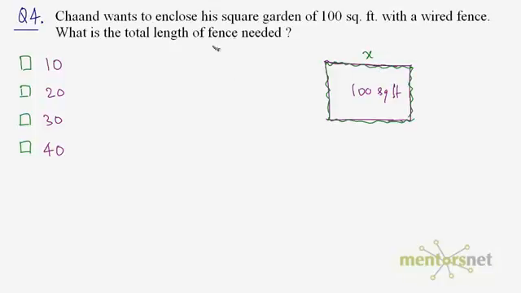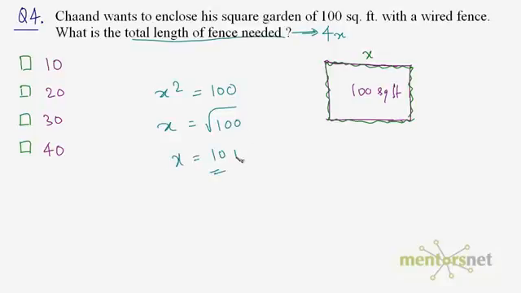So the total length of the fence needed, because there are 4 sides, would be 4x. Now we can find x because we know the area of the square garden. So area is equal to x square, but the area is given to us, which is 100. So x is equal to the square root of 100. The root of 100 is 10. So x is 10 meters. So the total length of the fence needed is 4x. So 4x is equal to 4 times 10, which is 40 meters. This is because there are 4 sides and one side is 10 meters. So the total length of the fence needed is 40 meters.